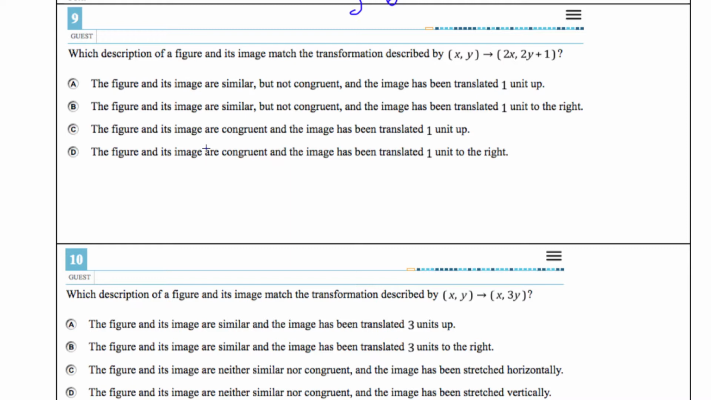So the figure and its image, by the way, figure is the original thing that I start with. Image is the word for the thing after you apply some effect. So the image is this one, here is the figure. They are obviously not the same length because this one is twice the length. They're not the same length unless the length was 0, which is a dumb question. They're not going to do that. So they're not congruent. They are similar. And is it going up or is it going to the right? What would you guys guess? If you guessed up, you got it correct because it's the y that's going +1. Y is up or down and positive is up. So correct answer here is A.